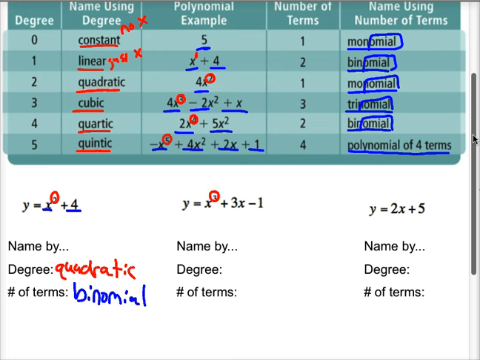So to name by degree, I look at my exponent. This is degree 3, so that's going to make it a cubic polynomial. And it has 1, 2, 3 terms to it. 3 terms makes it a trinomial.